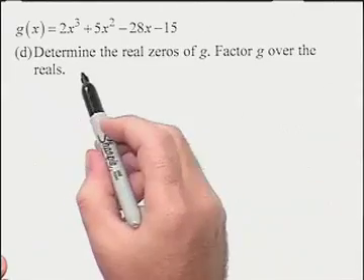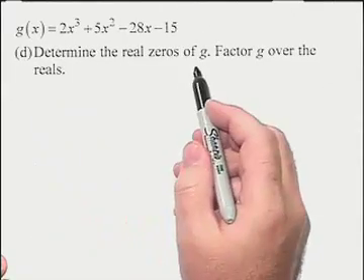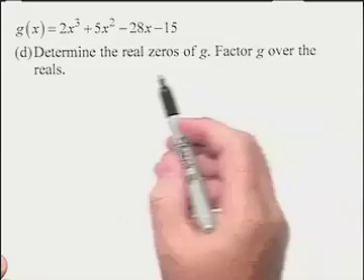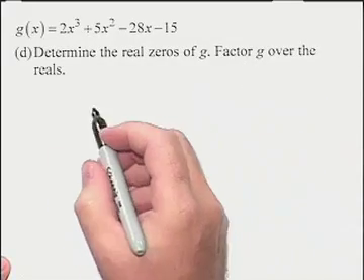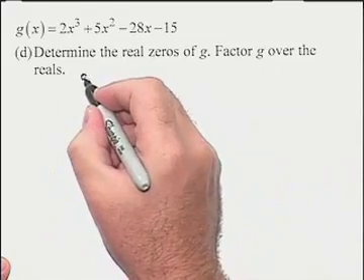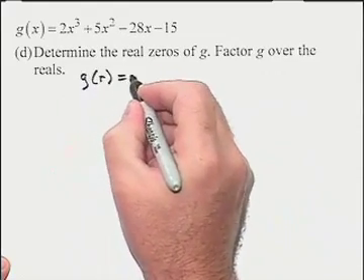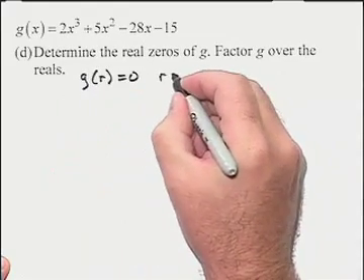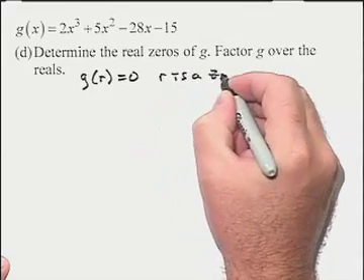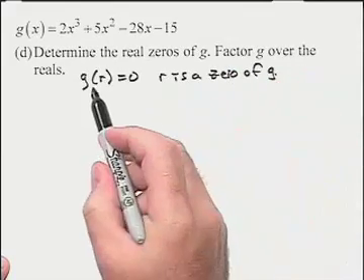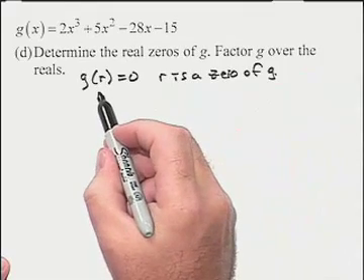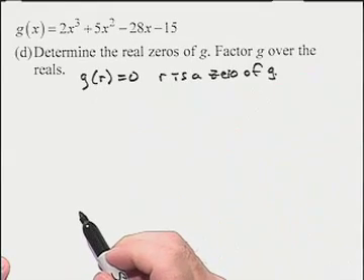In part D, we're asked to determine the real zeros of g, and then factor g over the reals. We're going to use the fact that if g of r equals 0, then r is a 0 of g. So we're looking for values of r that will make our function equal to 0.